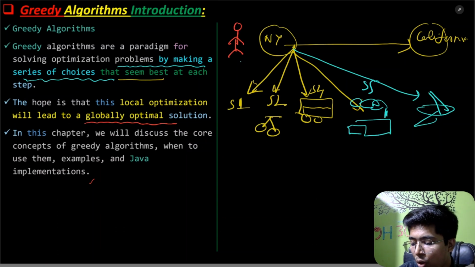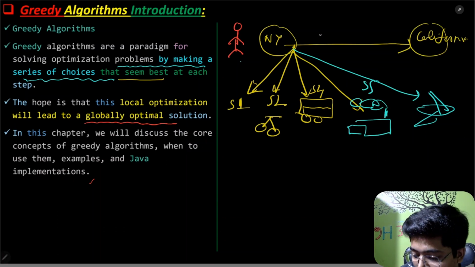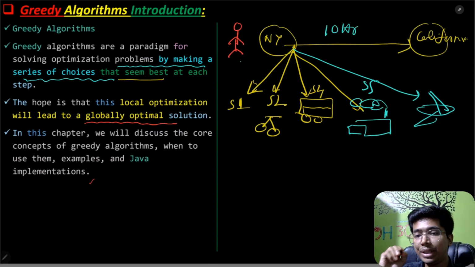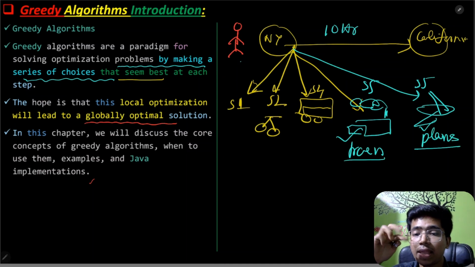Now we're giving one more condition here, that the man must reach from New York to California within 10 hours. So what are the ways through which he can travel? There are only two ways. Either he has to take the train for a faster journey, or he has to take the plane. So these are the only strategies he has.